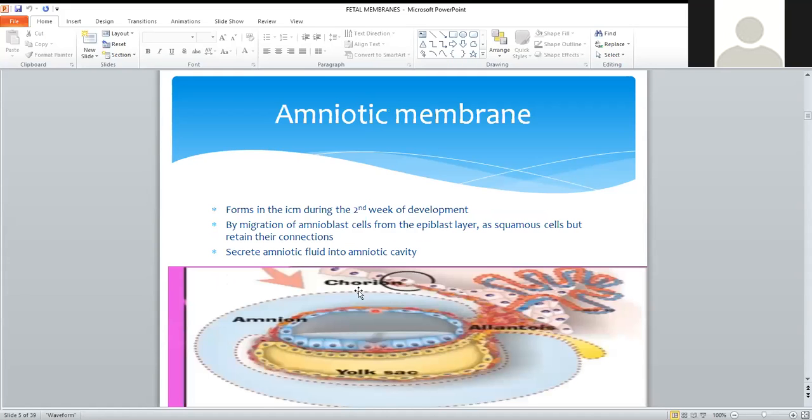So we'll start with the first fetal membrane, the amniotic membrane. If you remember your week 2, we usually have the bilaminar disc, with the epiblast and the hypoblast. So this is the amniotic sac above and the yolk sac below.